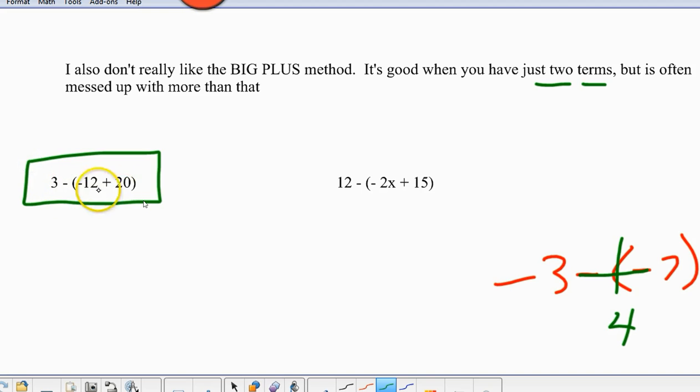So if I look at this one, I can't change minus the negative 12 to plus 12 because I'm also supposed to minus a positive 20. I'm going to remove this here so you can see what I'm talking about. It's 3 minus that parentheses. So in the parentheses is 8. So it really should be 3 minus 8 or negative 5.